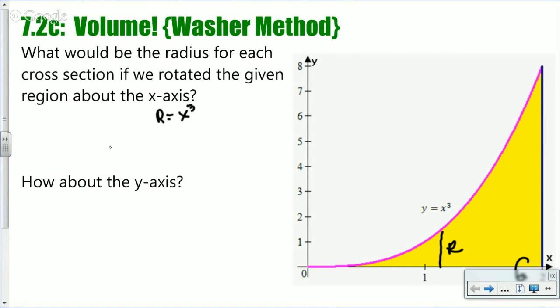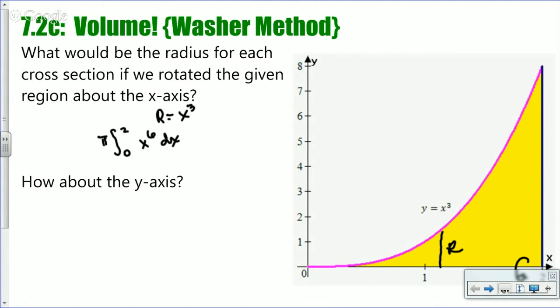So if I wanted to find the volume of that yellow region rotated about the x-axis, it would be pi times the integral from x equals 0 to x equals 2 of r squared dx, right? And r is x cubed, so x cubed squared would be x to the 6th.